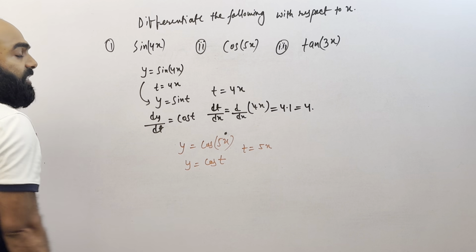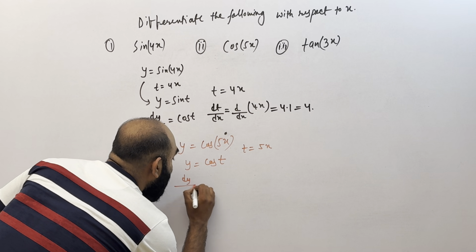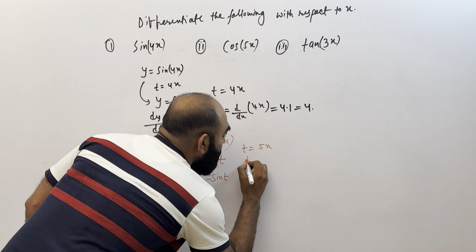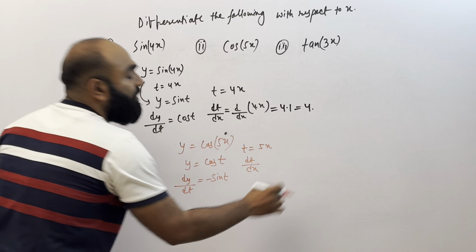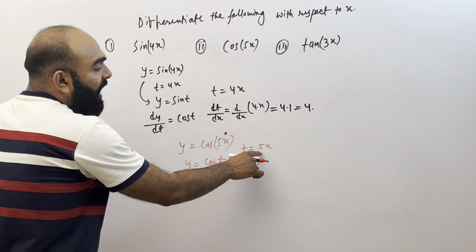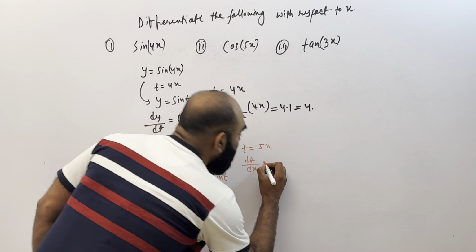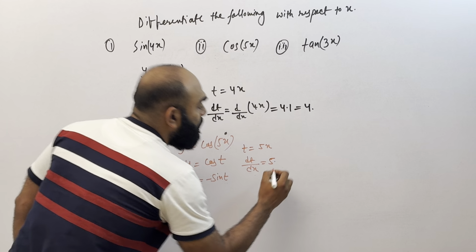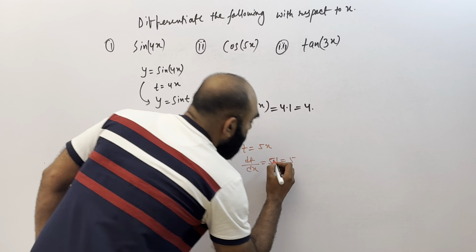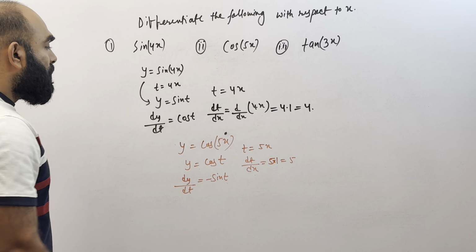So I have to differentiate this function with respect to dt. So I will write dy by dt is equal to minus sin t. What is your t? Again, t is a function of x, so I have to differentiate this one. So 5 into x, 5 is a constant and the constant is multiplied with the variable. Take the constant outside and the differentiation of x with respect to dx is 1. That is 5 into 1, which is 5 only.